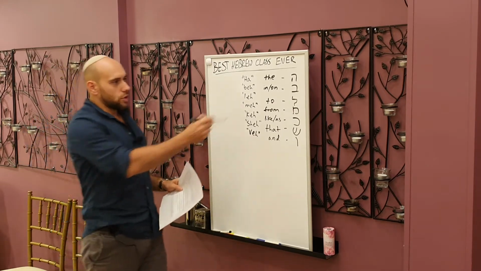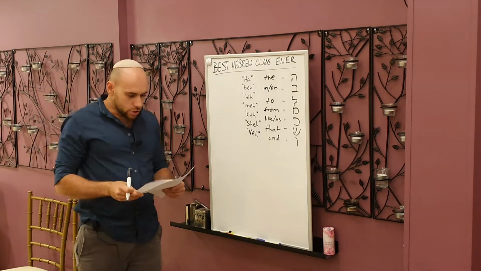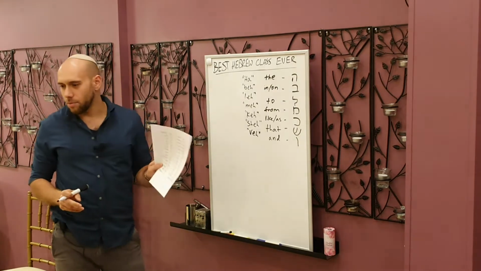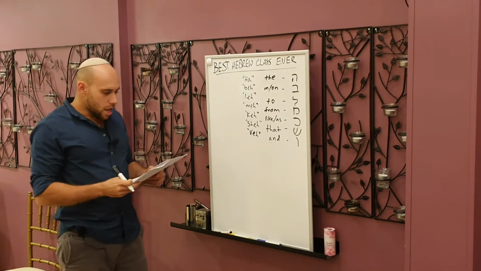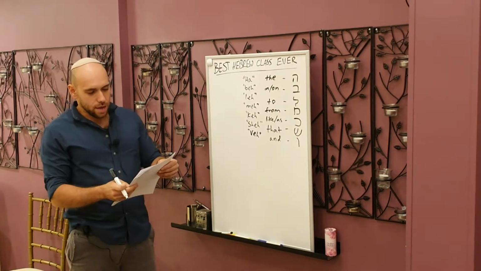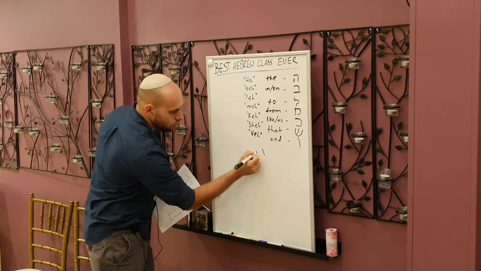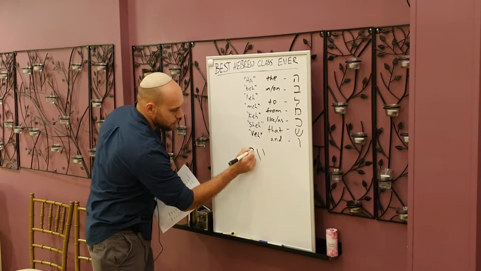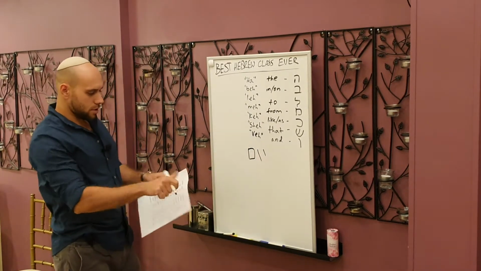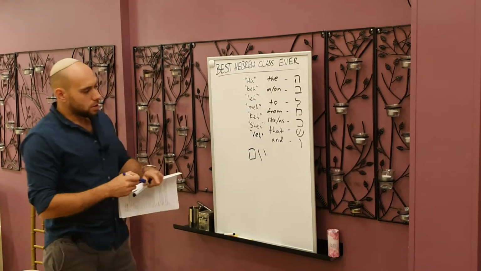So what do you do if it can't stand alone? You attach it to the following word. If you look at one of your sheets, I gave you a sheet with some vocabulary on it. Let's grab an easy word here like yom, day. So let's do that example. Yud, vav, mem, yom. That means day.